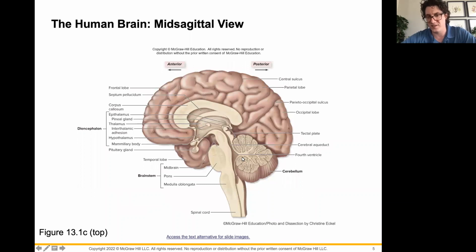The cerebellum can also be seen from the inside, where we can see all of this white matter here. All the white matter on the inside of the cerebellum is going to be called the arbor vitae, or the tree of life. Notice that it does kind of look like a tree. And then finally, our last main brain region is the diencephalon. The diencephalon is going to contain several structures.